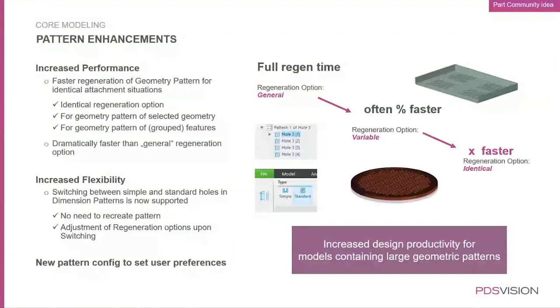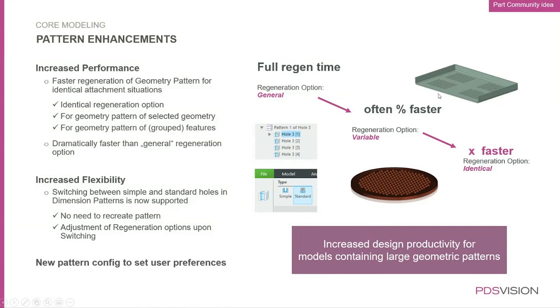So for those who don't really know the difference between general, variable, and identical, if you go to your pattern definition and options, you will see that those are available in there. The idea is that identical means that you have those drilled holes which are not touching each other. So basically, one single drilling is not intersecting with the second one. And basically, the starting surface and end surface must be the same. And if that is the case, you can use the identical, and then the regeneration is very, very fast.